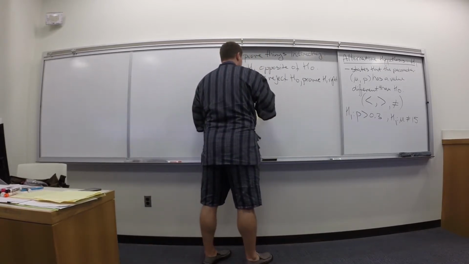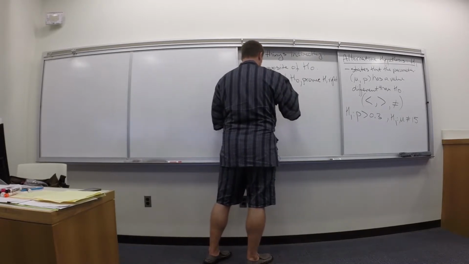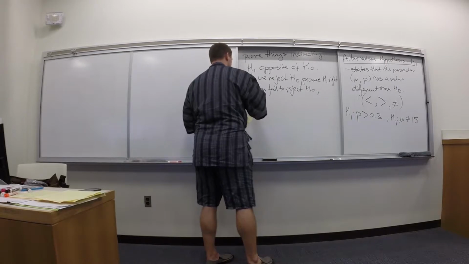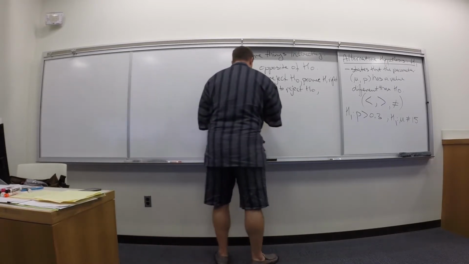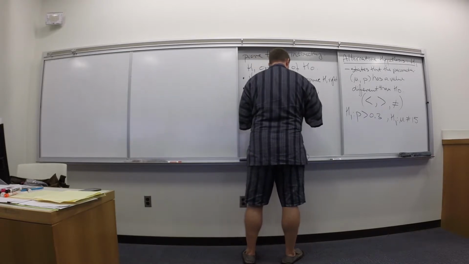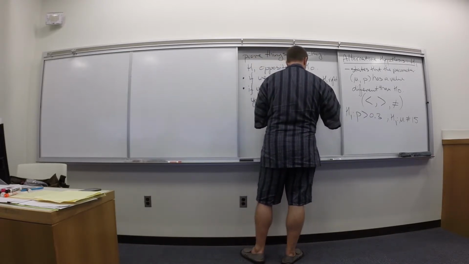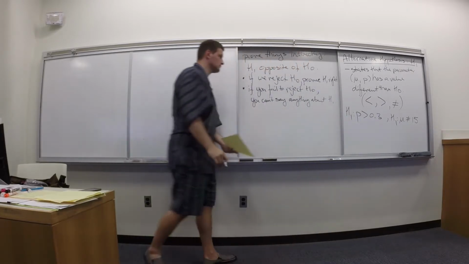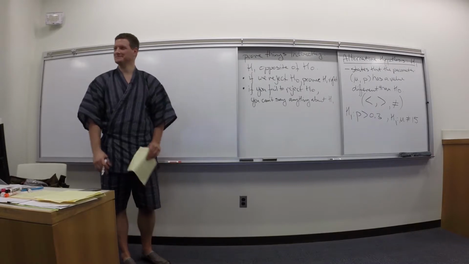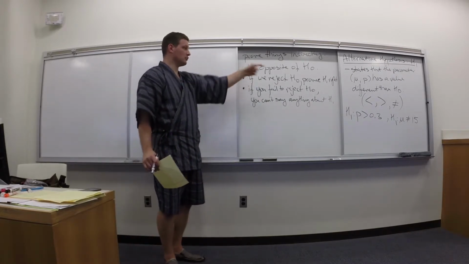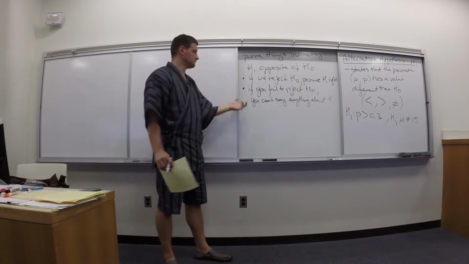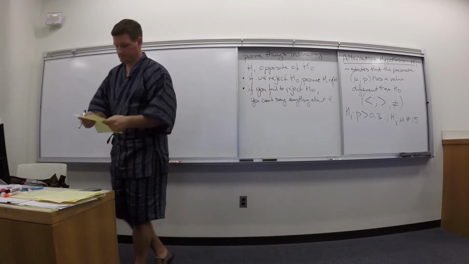On the other hand, if you fail to reject H sub 0, if you fail to reject H sub 0, right? If you failed, you failed. So we either reject it and we prove H sub 1, or we fail to reject H sub 0 and we can't say anything about H sub 1.